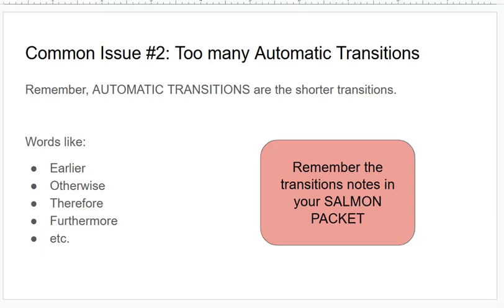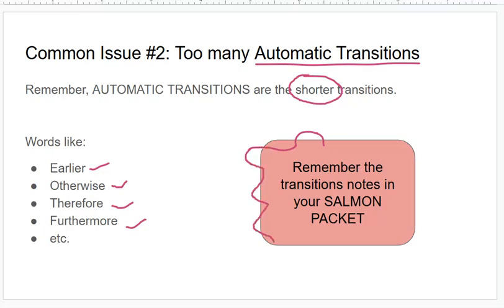So another issue that I saw students having is that there were too many automatic transitions. Remember, automatic transitions are those shorter ones, the ones where it's only one or two, no more than 4 words that transition the reader from one idea to the next. So words like earlier, otherwise, therefore, and furthermore. If you want a more full list of those automatic transitions, you can go into your Salmon packet.